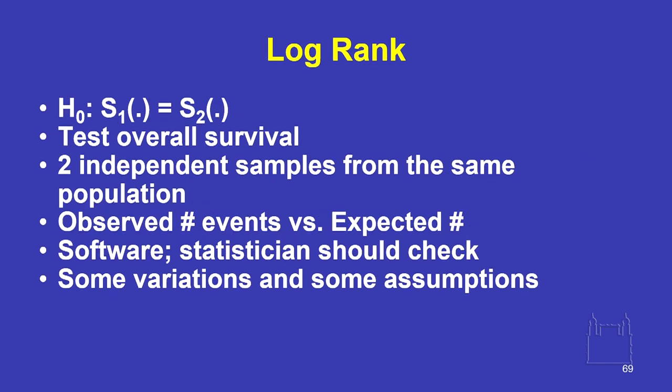But what log rank does do is it looks across the entire survival experience. So that's why we put these little dots. Instead of a T, we put a dot, and that dot is saying across all time. There must be two independent samples, not three usually, two independent samples from the same population. The observed number of events is compared to the expected number of events. It's a very simple element.